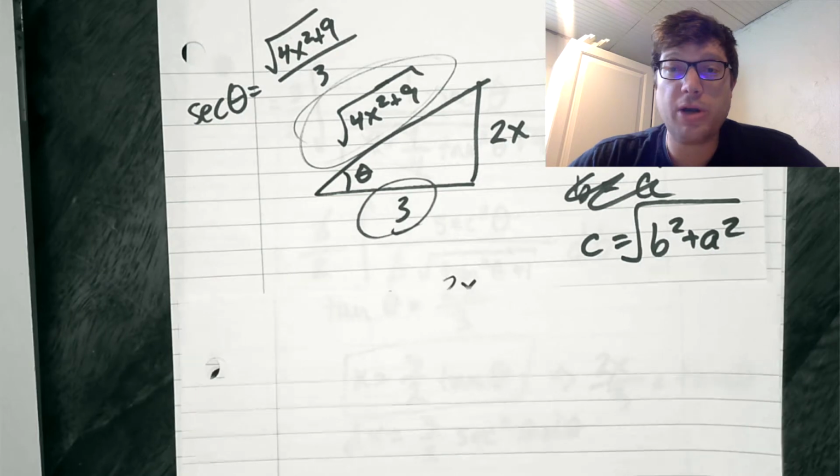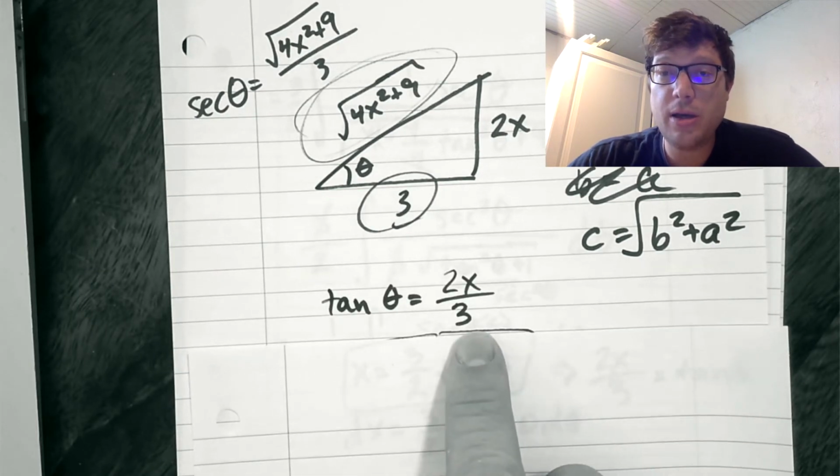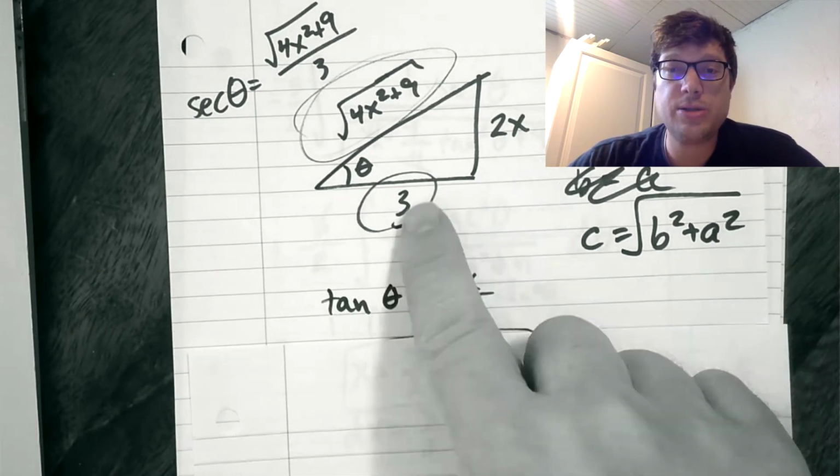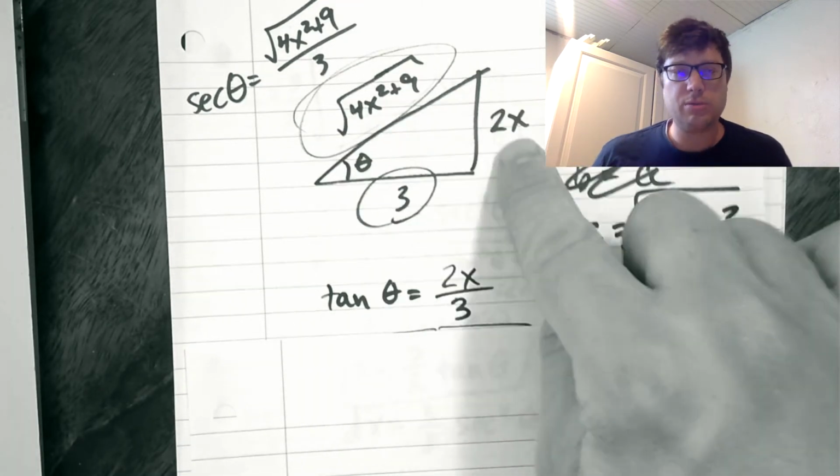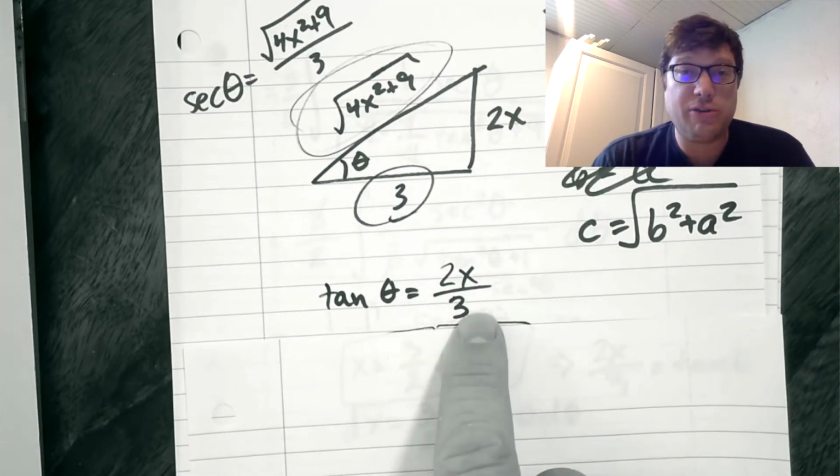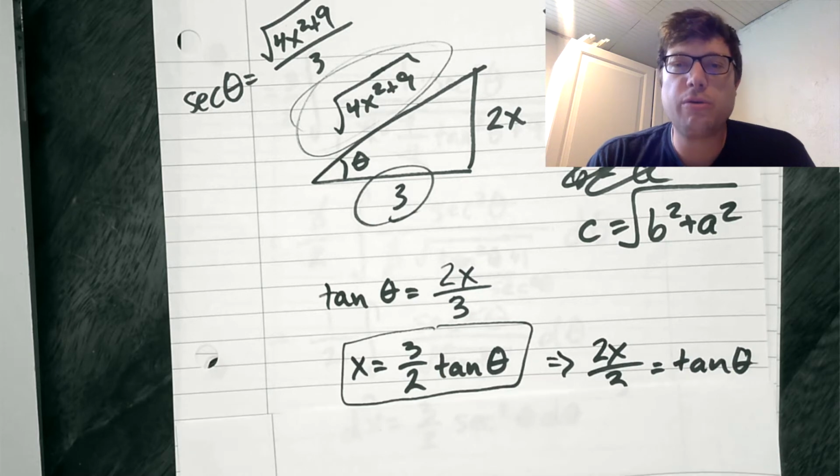Three sides of a right triangle, 3 and 2x, actually form the opposite and adjacent sides. So we can write that as a tangent function. Tangent of theta is 2x over 3.